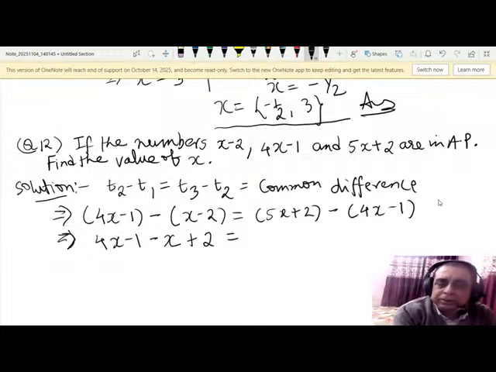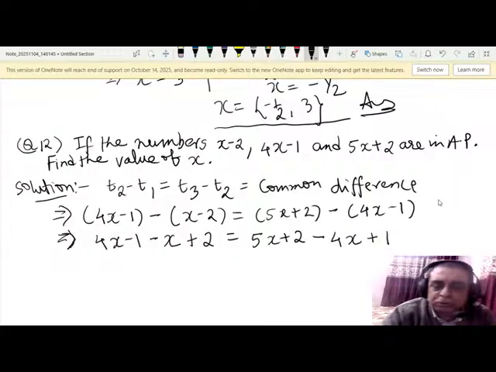And now here we will open both the brackets. So this is 5x plus 2. And on opening the second bracket, there is a negative sign before it, so the sign of the terms will change. So plus 4x will become minus 4x, and minus 1 will become plus 1.